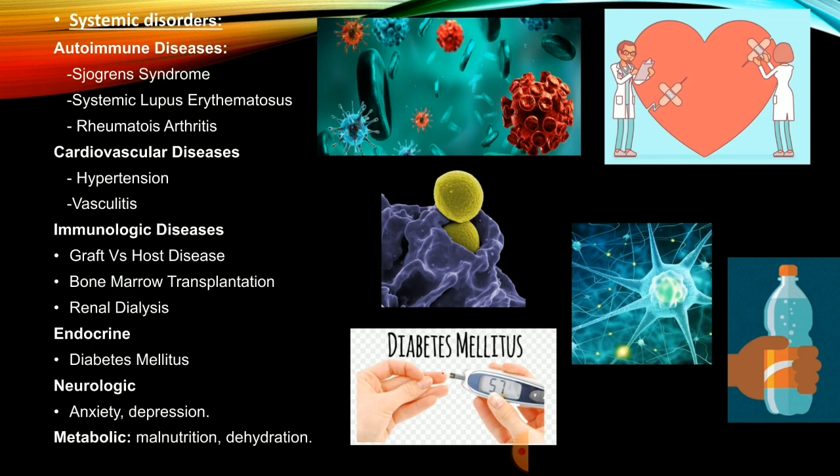Next, in systemic factors, we have systemic disorders like autoimmune diseases, cardiovascular diseases, immunological diseases, endocrine disorders, neurologic disorders, and metabolic disorders, which may lead to xerostomia.